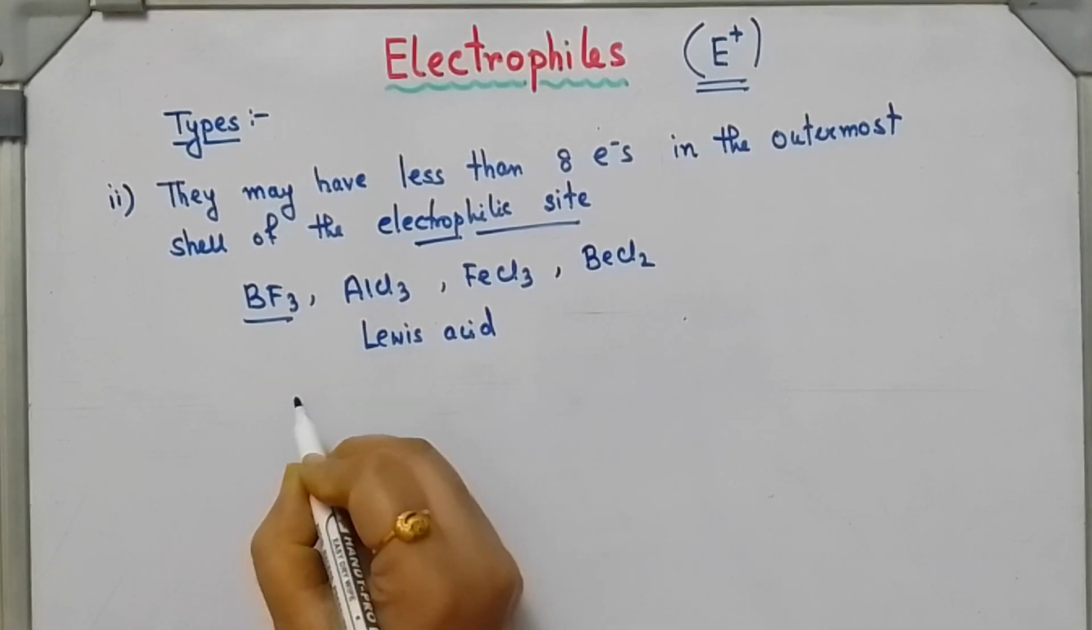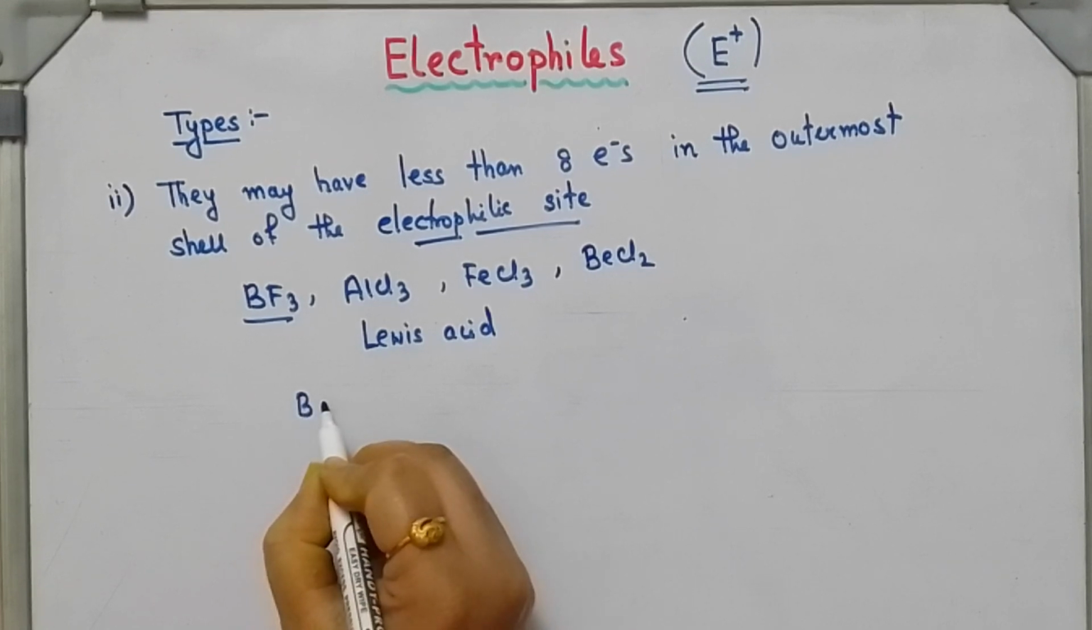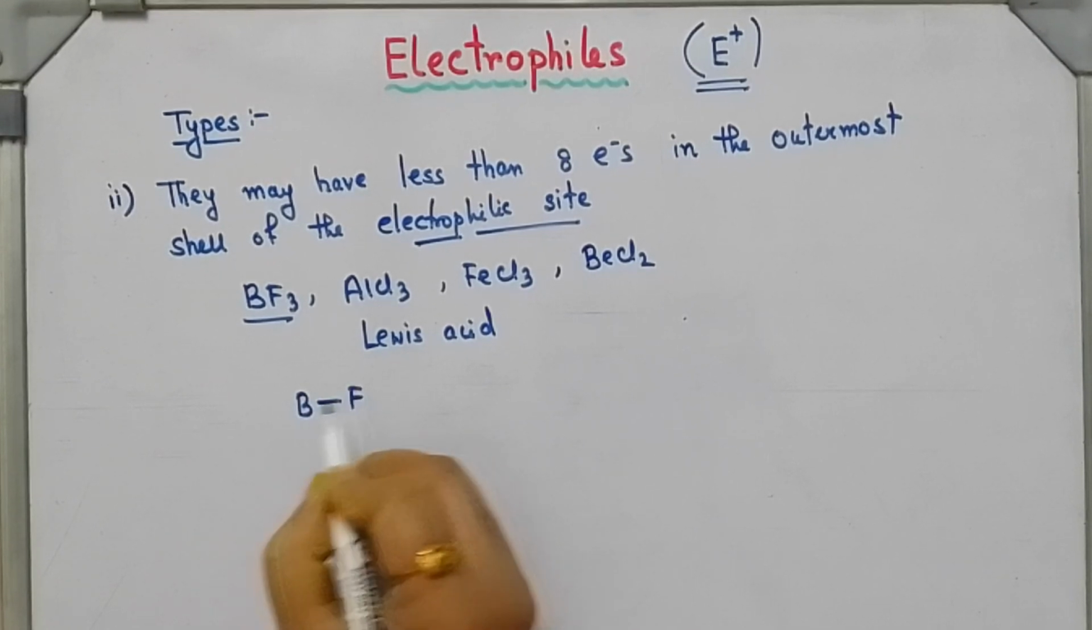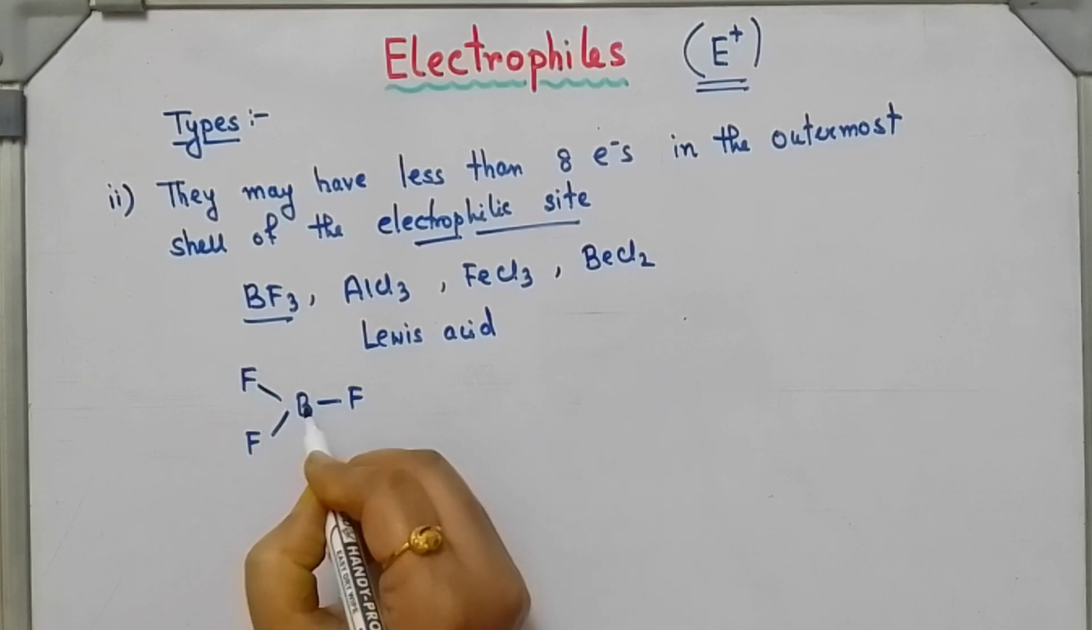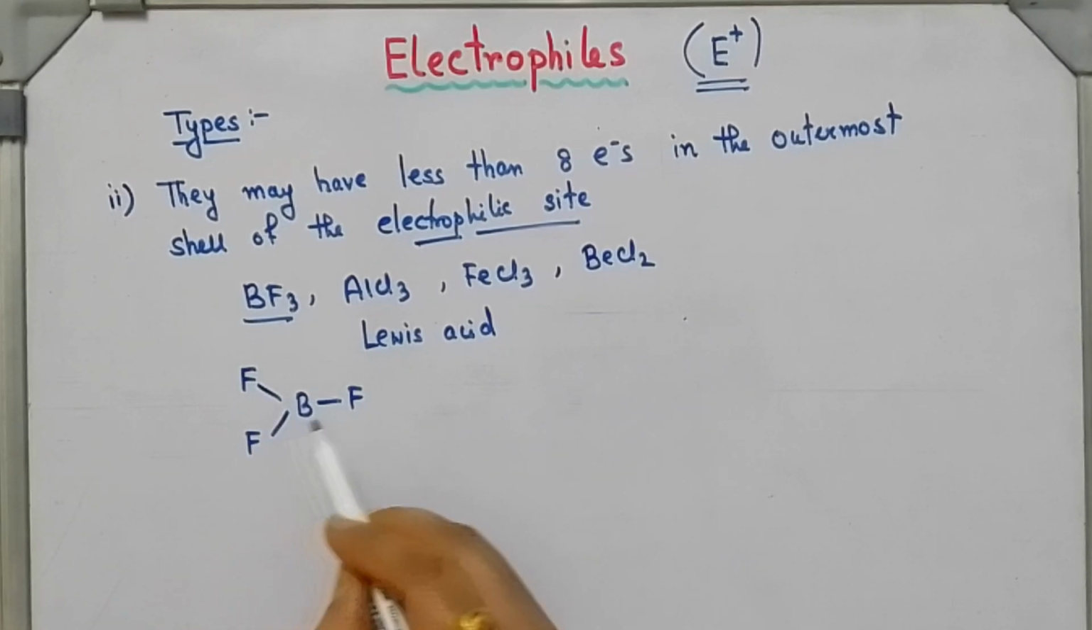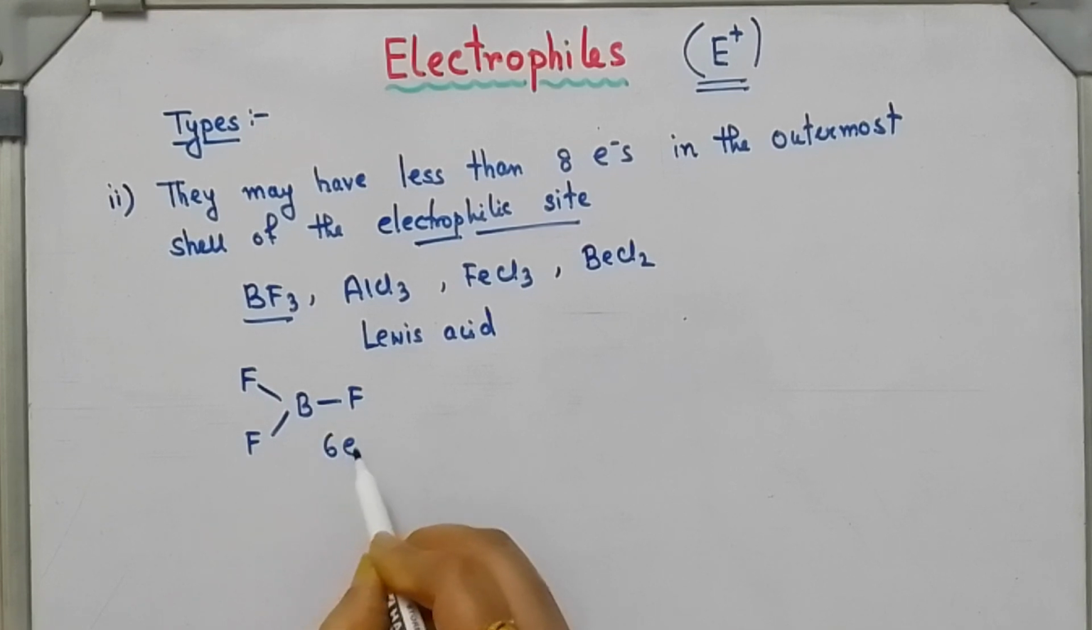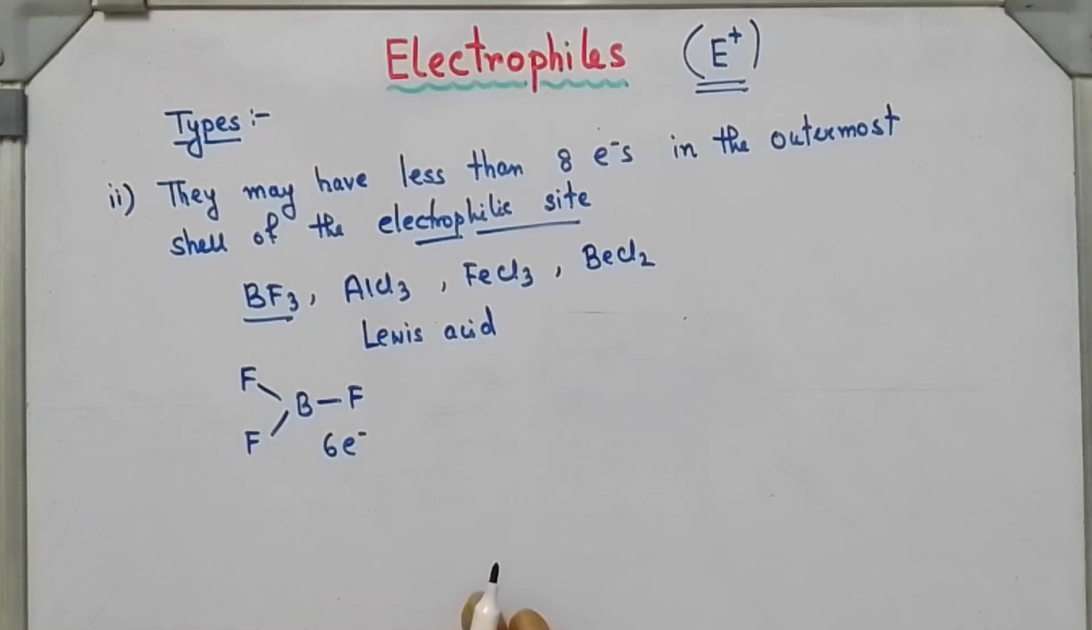In BF3, if you think about the structure of BF3, how many valence electrons are there on boron? 1, 2, 3, 4, 5, 6. 6 valence electrons are there. So it is having incomplete octet. That's why it is acting as electrophile. Same thing, aluminium chloride, same thing.